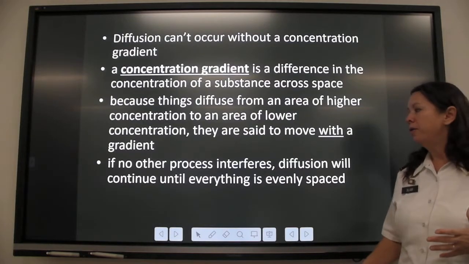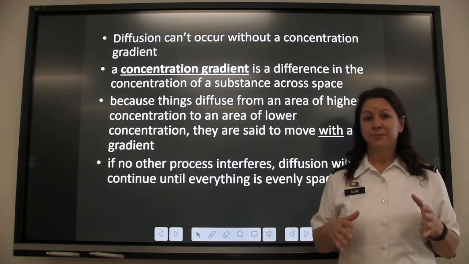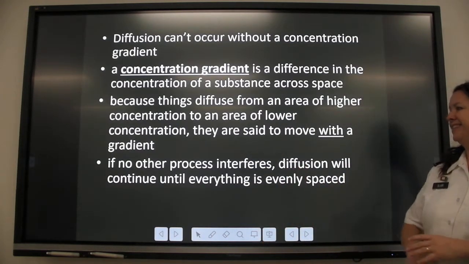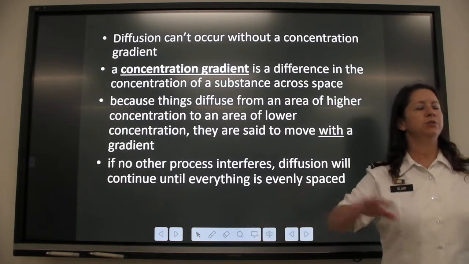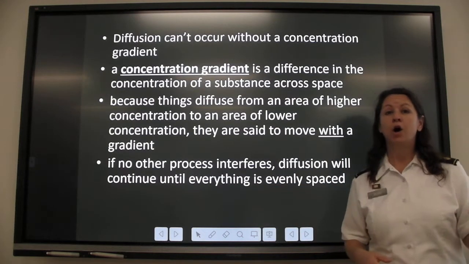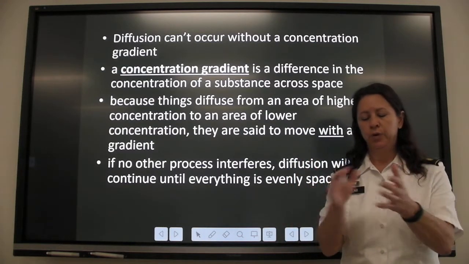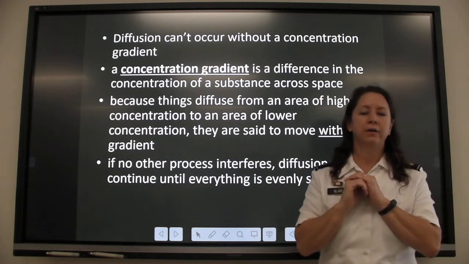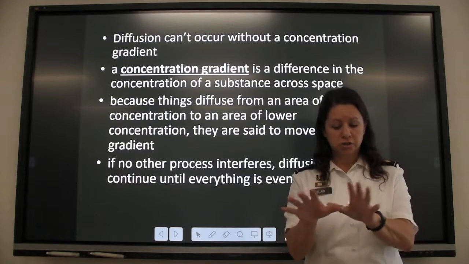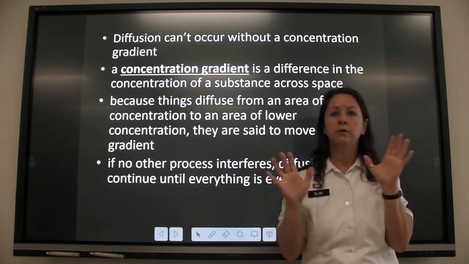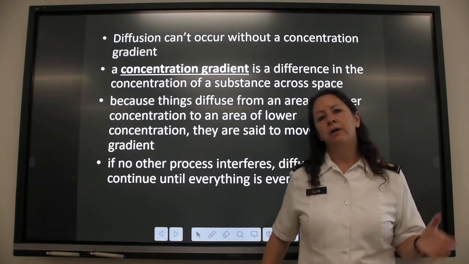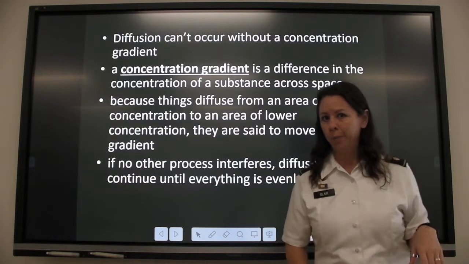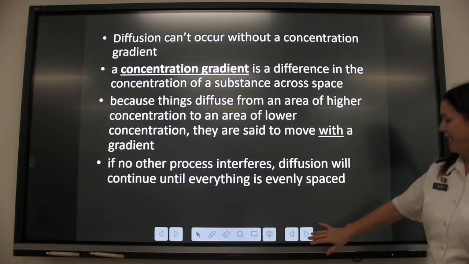And if no other process interferes, so if there's not something there to stop it like a wall, diffusion will occur until everything is evenly spread out. And you can see this at home. If you take a pitcher of water and put it on your counter and let it get really still, and then put a drop of food coloring in it and don't stir it, just a drop, and leave it alone, come back about an hour later and the whole pitcher will be colored the same color, even though you didn't stir it. Try it at home. You'll see diffusion happening.